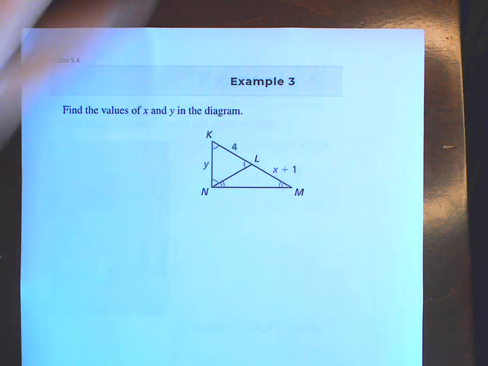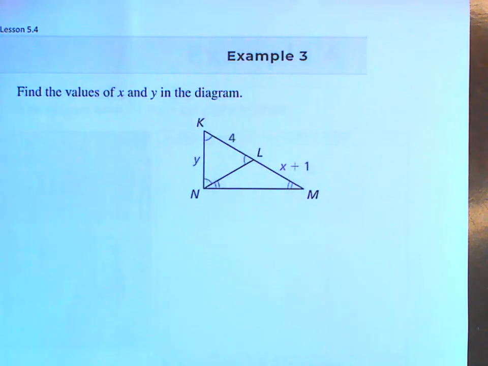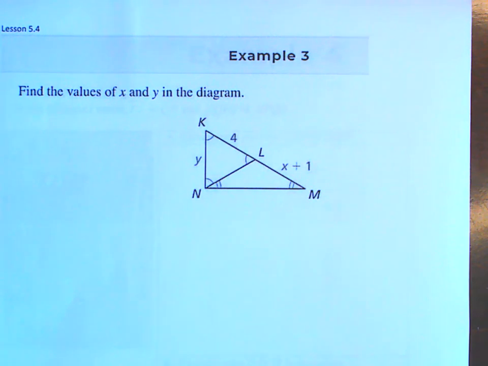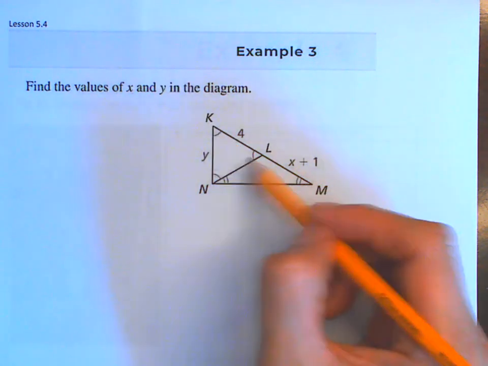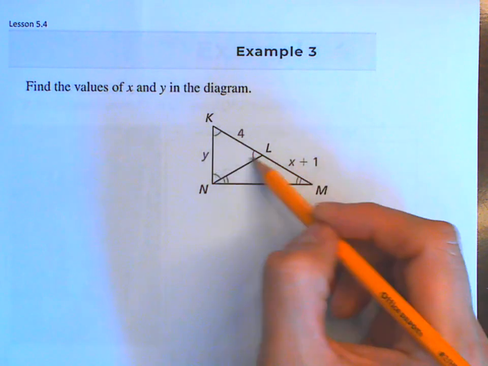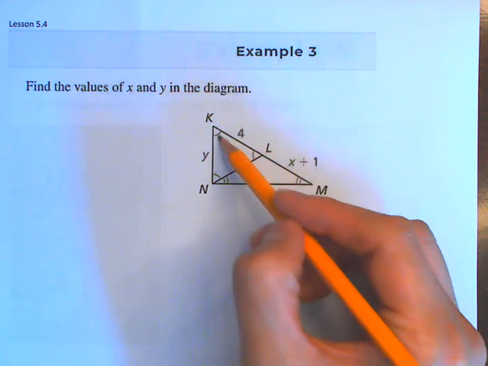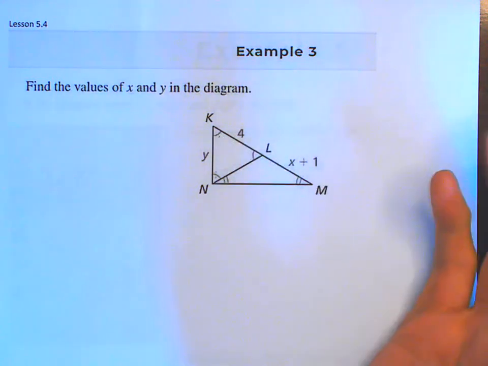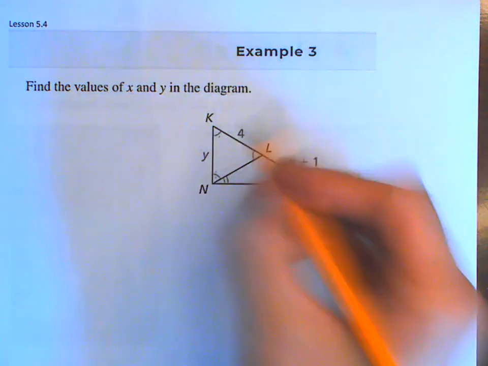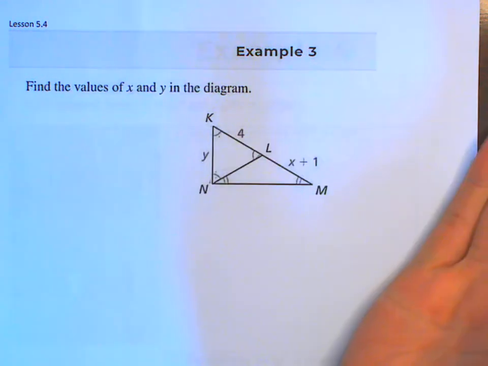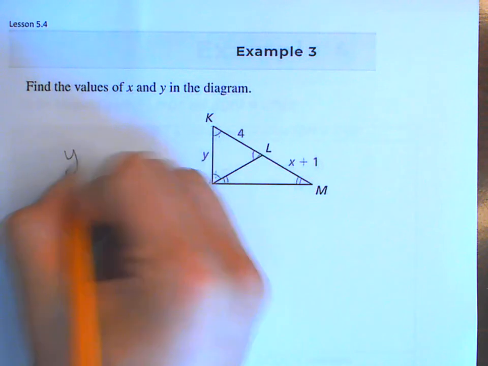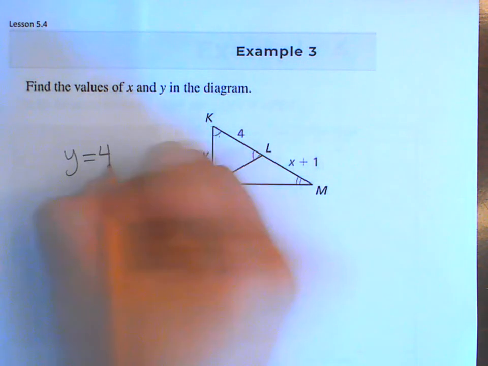For 3, it says, find the values of X and Y in the diagram. There's a lot going on in this diagram. Okay, first off, let's look at this triangle right here. The top triangle is telling you that it's equiangular, which means that it's also equilateral. So that means that this side and this side, they're all the same size. So that automatically gives you the value of Y, which is 4.